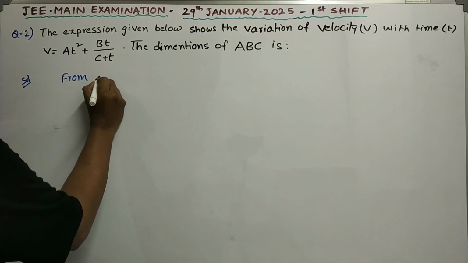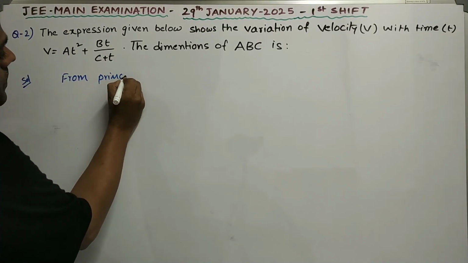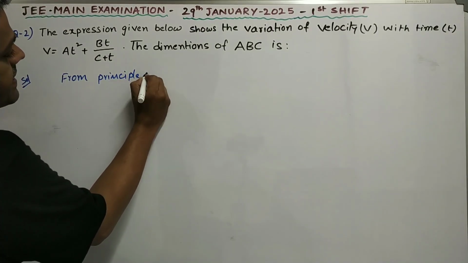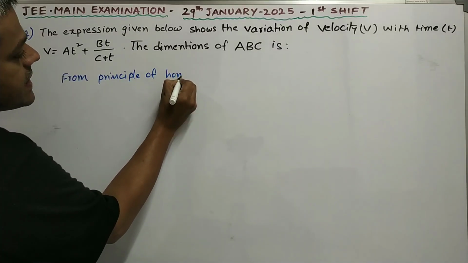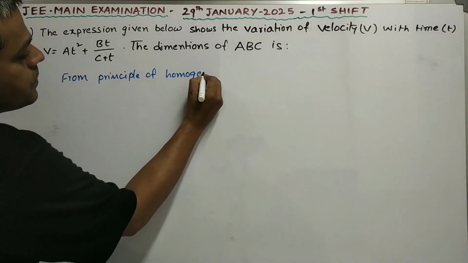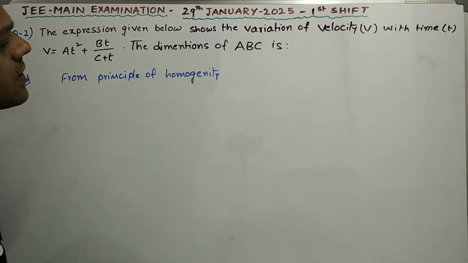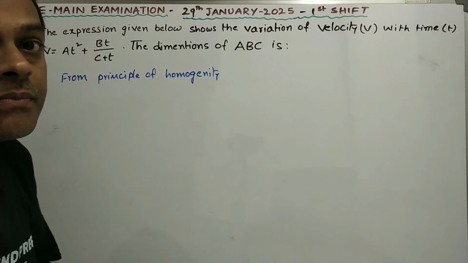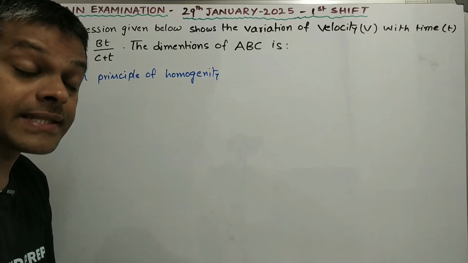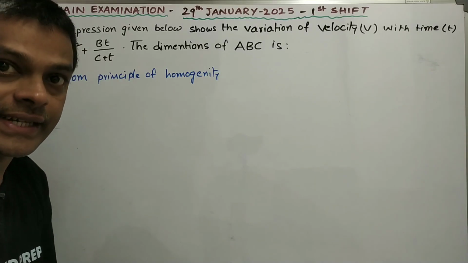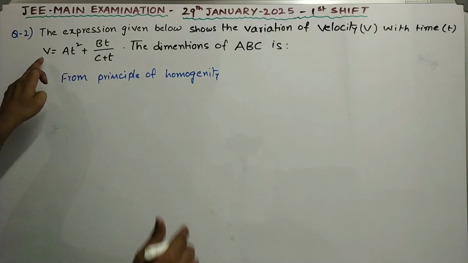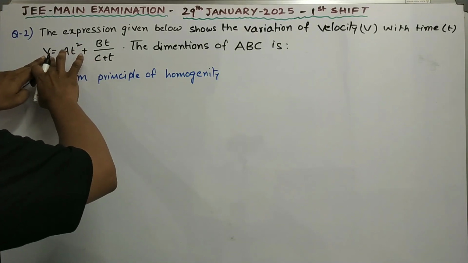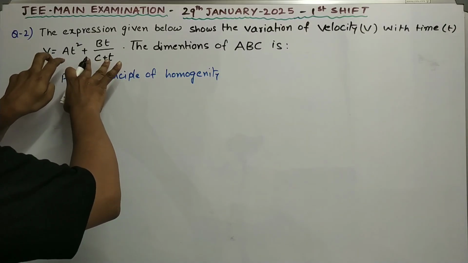According to the principle of homogeneity, physical quantities having the same dimensions are allowed to be added, subtracted, or equated. So based on that, in the LHS, velocity is there, and in the RHS it is a sum of two quantities.